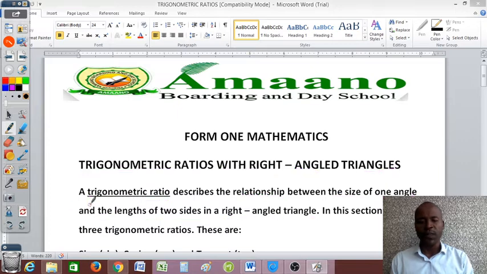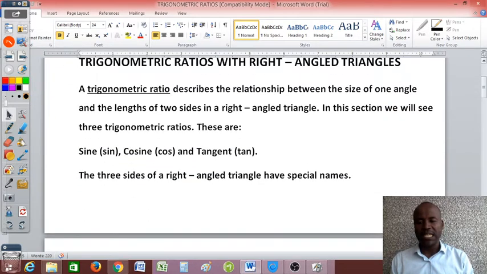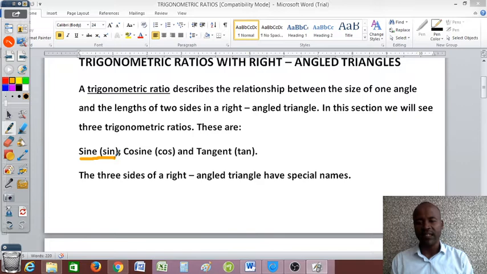Trigonometric ratio. In this section we'll see three trigonometric ratios. So what are these three trigonometric ratios? The first one is sine. As you can see here, we have the first trig ratio, which is sine. In short, you can write it as sin, S-I-N.